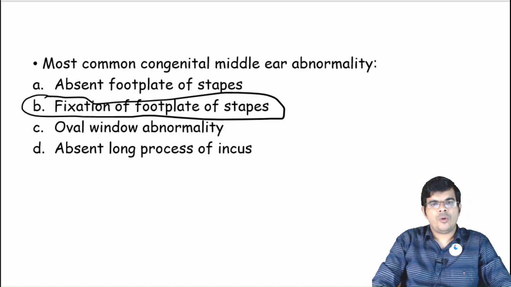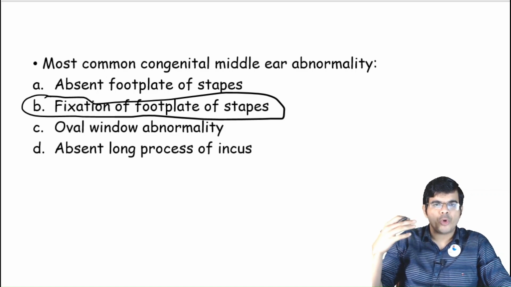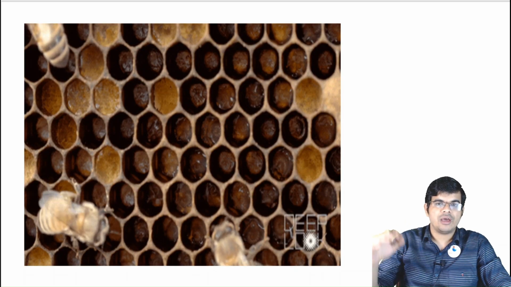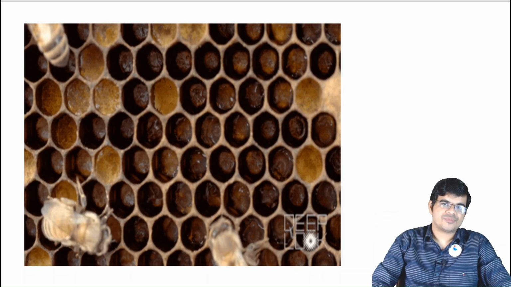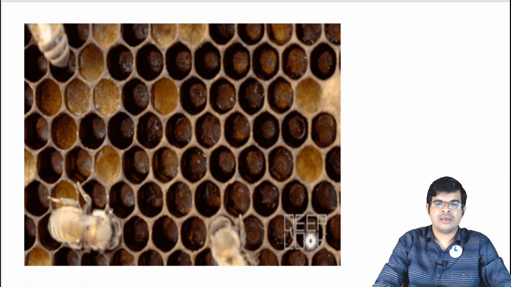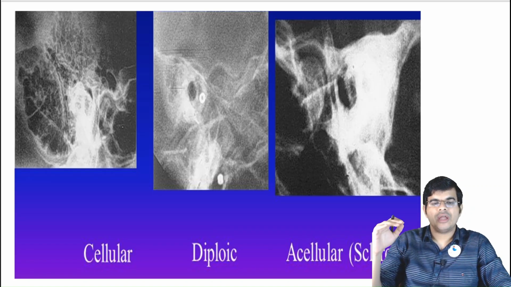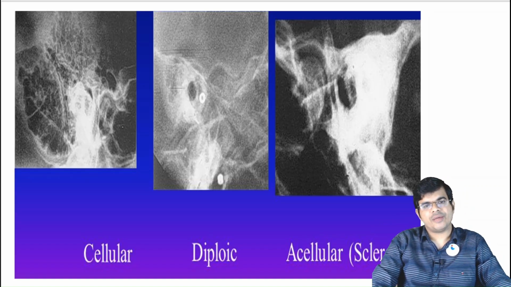Now that you learned about the anatomy of the eustachian tube, before going to the anatomy of the middle ear, you will be learning about the anatomy of the mastoid air cell system. Now this mastoid air cell system resembles a honeycomb, doesn't it? And this mastoid air cell system can be cellular, diploic or sclerotic.